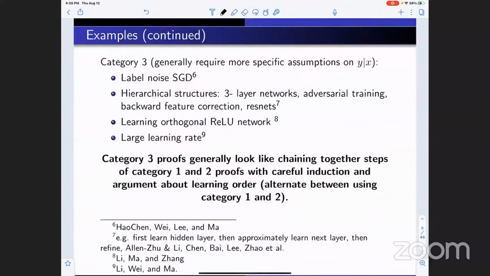Category 3, these are more specific methods. They require very specific assumptions on Y conditioned on X. A lot of these argue for a sort of hierarchical learning process. So I've given some references here. I'll discuss one of them, one of my own works, later on in the talk. Category 3 proofs generally look like a chaining together of steps of category 1 and 2. Then you alternate between using these, depending on which stage of the algorithm you're in and what you need to learn.